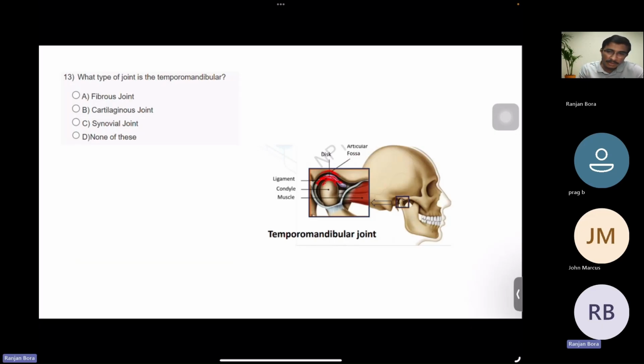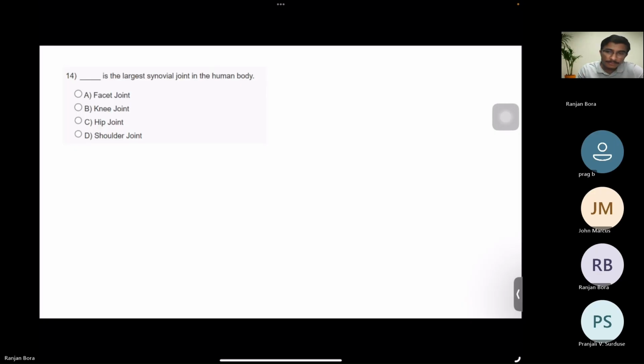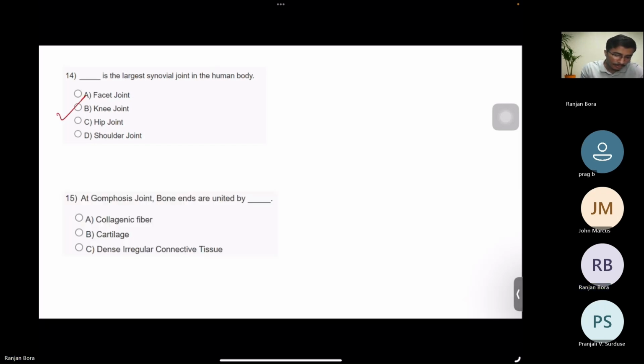So the temporomandibular joint is a type of synovial joint. And which is the largest synovial joint in the human body? Yes, the knee joint. And at a gomphosis joint, bone ends are united by? Yes, collagenous fiber.